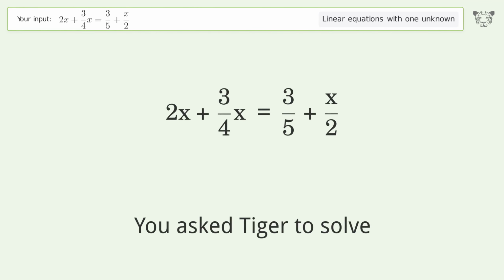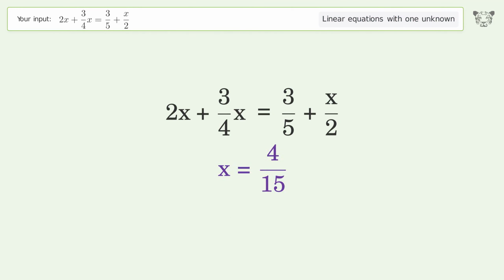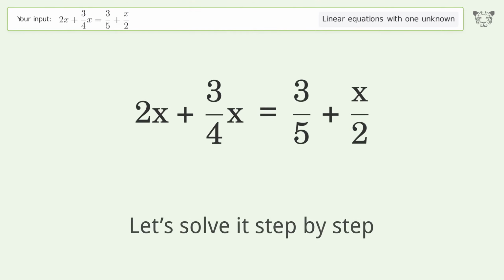You ask Tiger to solve this. This deals with linear equations with one unknown. The final result is x equals 4/15. Let's solve it step by step.